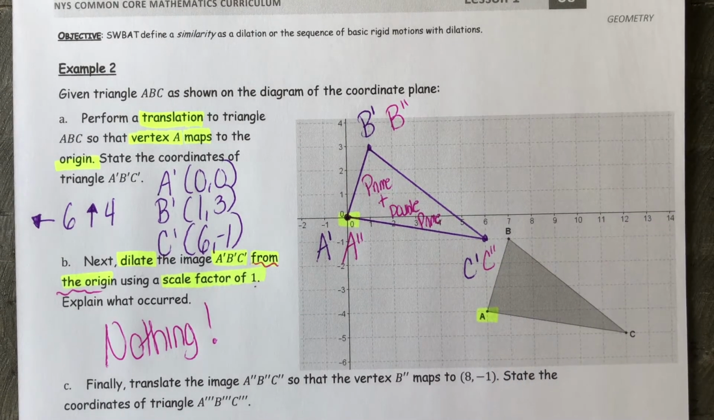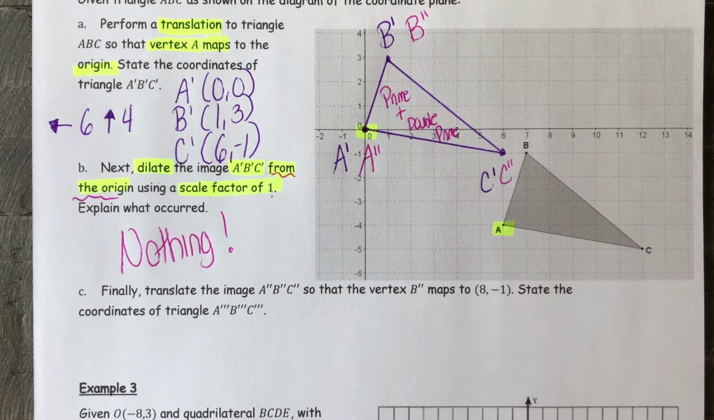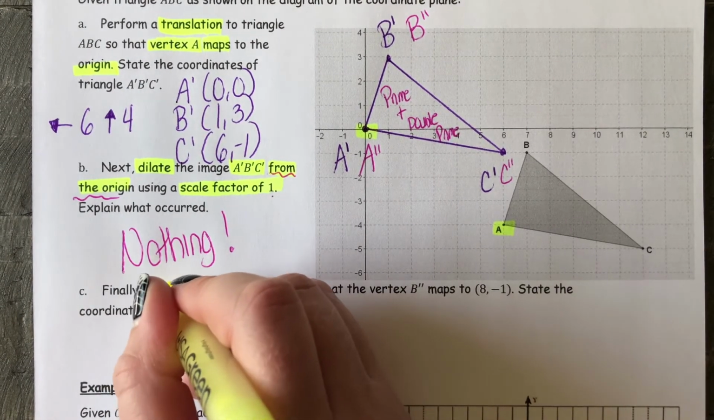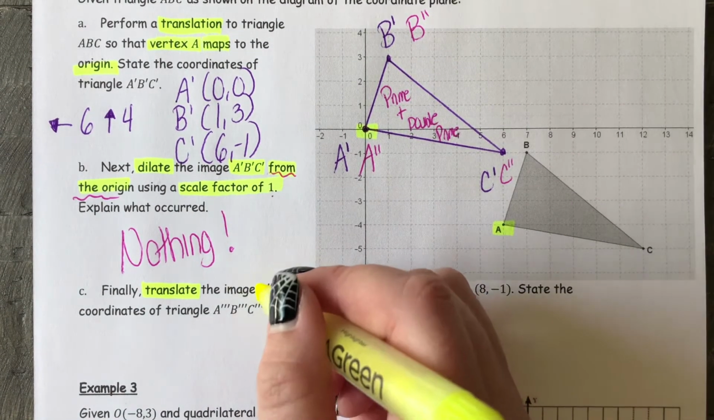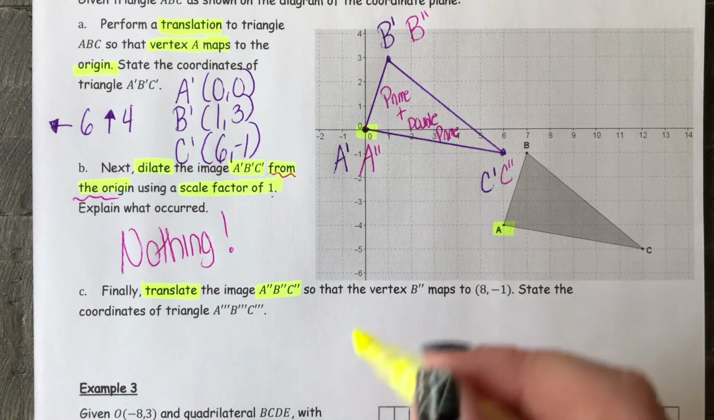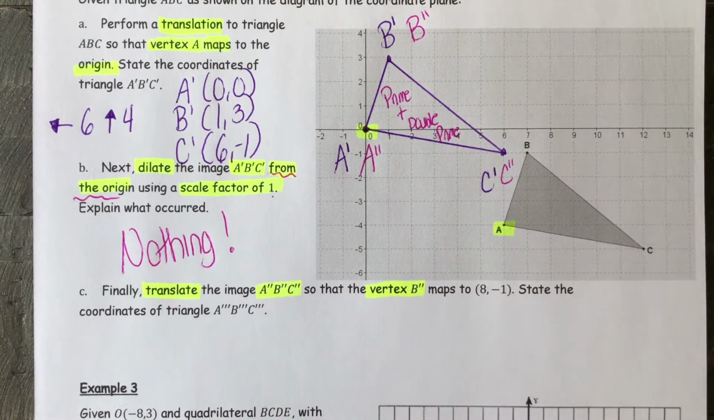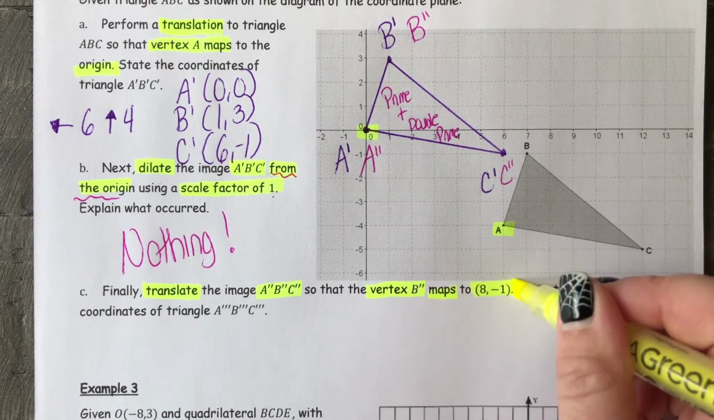All right, moving on to part C. It says now finally we want to translate the image A double prime, B double prime, C double prime so that vertex B double prime maps to (8, -1). Again, I'm going to go back and highlight what's important here. Translate is a key vocabulary word. That tells me I want to move it out of the way. I want to slide it. I'm going to be sliding A double prime, B double prime, C double prime so that vertex B double prime maps to, that means I want it to move right on top of, (8, -1).